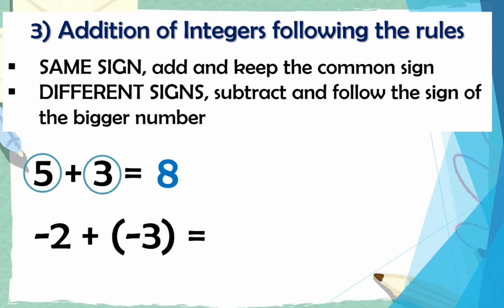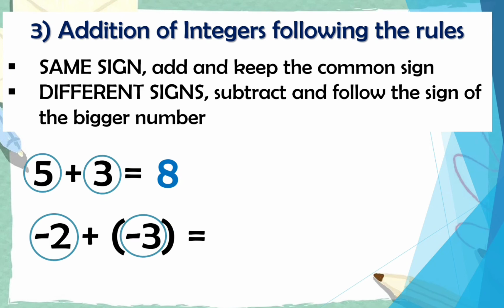Next, we have negative 2 plus negative 3. So, here, the sign of our first addend is negative. Yung pangalawa ay negative 3. So, saan po tayong rule magfo-fall? Sa una ba o sa pangalawa? Same sign ba yan o different signs? Okay, pareho ng sign, parehong negative.